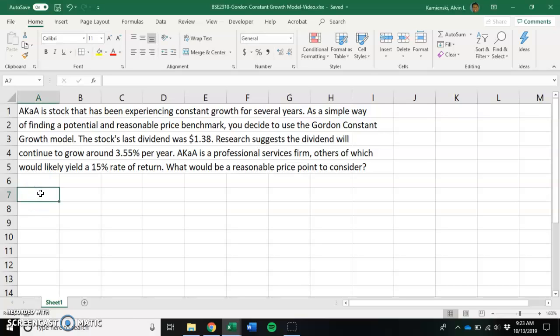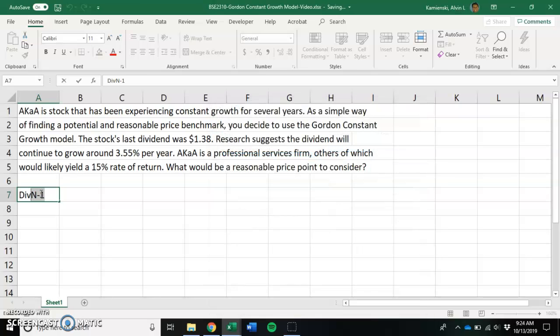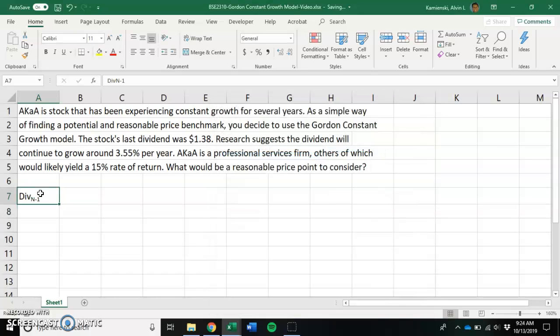The Gordon constant growth model, in its name, defines the fact that we need to assume constant growth. So in looking at this problem, we could say that the last dividend, and the way that I'm going to say that is n minus 1. The reason we will say n minus 1 is whatever period we're dealing with right now, the last dividend would have been the one previous to now, was $1.38.